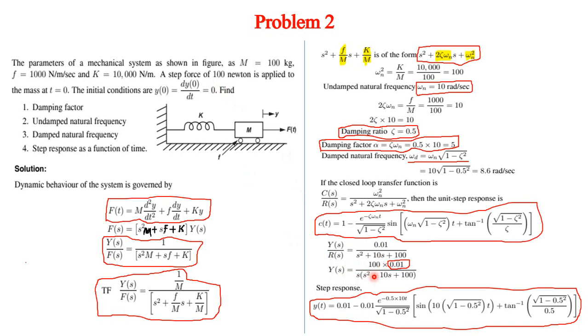So 100 by s into s square plus 10s into 0.01. This 100 and 100 form omega n square. Therefore, omega n square by s into s square plus 2 zeta omega n s plus omega n square. One s is there because R of s is present. So the extra term is 0.01. Let us use the same C of t expression but multiply by 0.01. That is why 0.01 minus 0.01. Substitute zeta omega n here again. If you want, we can simplify this.